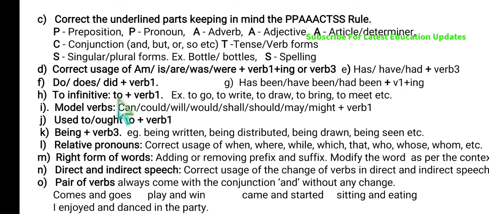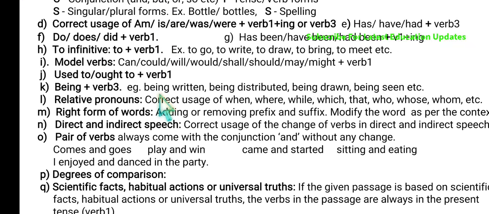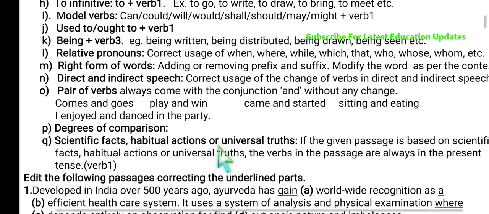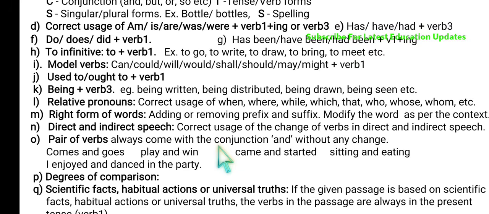Now the next item is to infinitive. So to plus verb 1. As I said in this paragraph, observation to find is correct. Observation for finding is correct. So for plus V1 plus ing, present participle. If you remove this entire thing, it becomes to plus V1, as I explained in the passage. Now the next item is modal verbs.